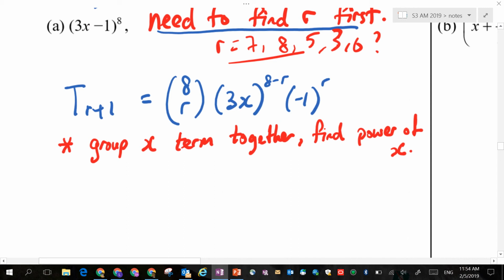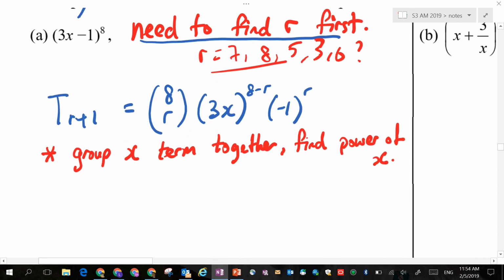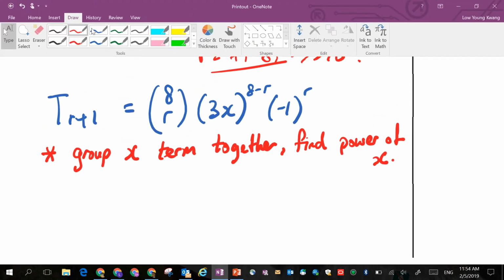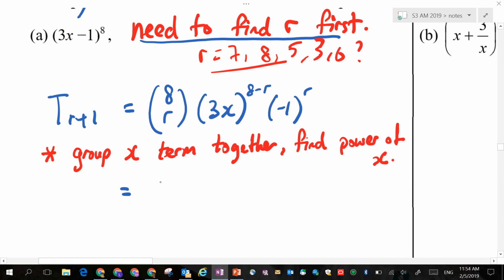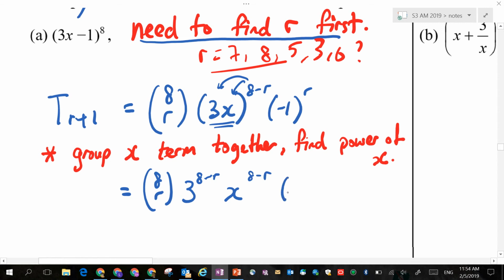Okay, let me zoom it in so it's easy for you to take down. Right, so let's continue. Equal 8 choose R. I don't know. I just copy. I don't want to touch. But this 3x can be split into two things. Right? 3 to the power of 8 minus R, x to the power of 8 minus R. Do you understand what I'm doing? Like I multiply inside. Do you understand? Do I need to explain? No. The last one, minus 1 to the power of R.